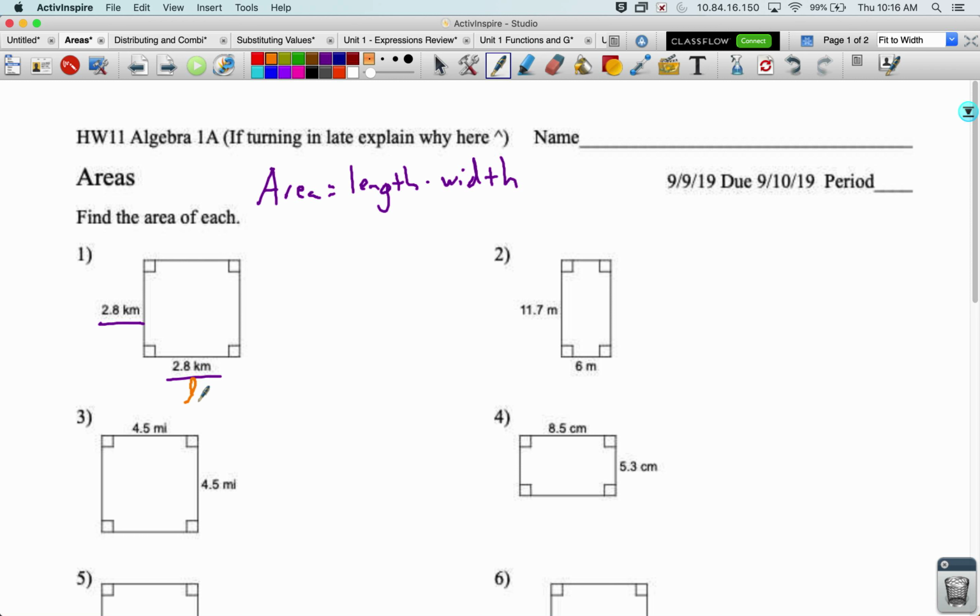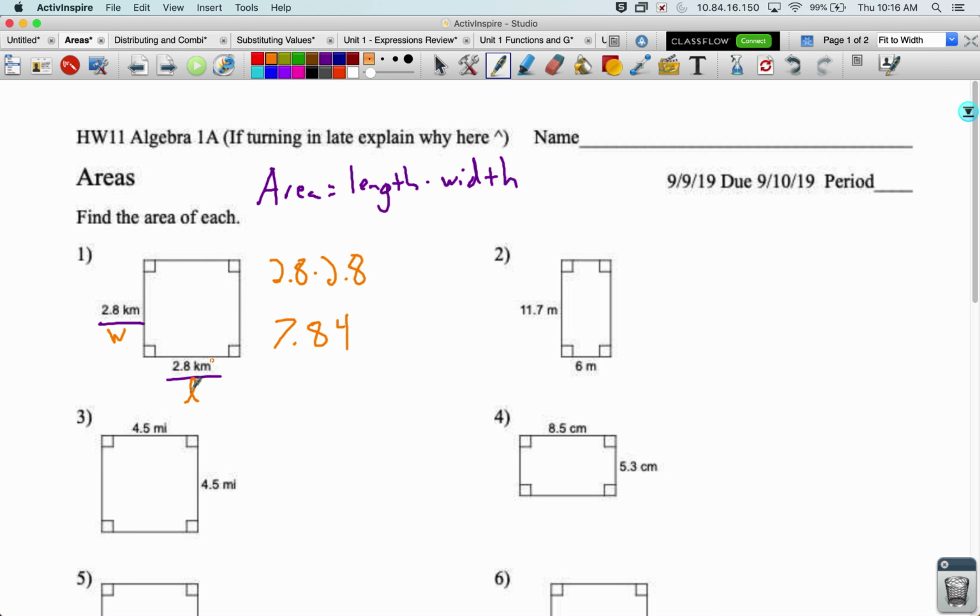So if I label this 2.8 down here the width or the length, and then this 2.8 over here the width, to find the area, I'm just going to multiply the two. So 2.8 times 2.8. I'm going to do that in the calculator. 2.8 times 2.8 equals 7.84.